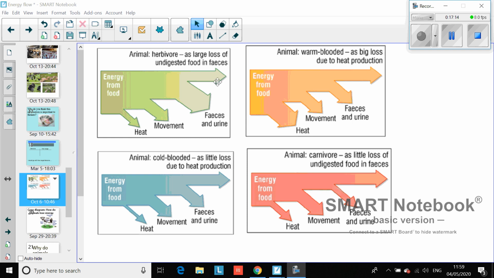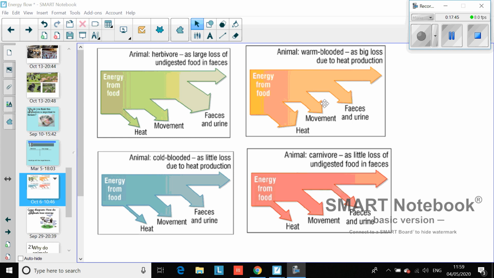Right, now here we've got an example. It's warm-blooded, as there's a big loss due to heat production. So you can see here, it eats its food. Only a small amount goes to make new animal. A lot is lost as feces, a lot is lost as movement, and a lot is lost as heat. So an example of this might be, say, a bird or a mammal, okay? But we'd need a bird or a mammal that does not eat plants.